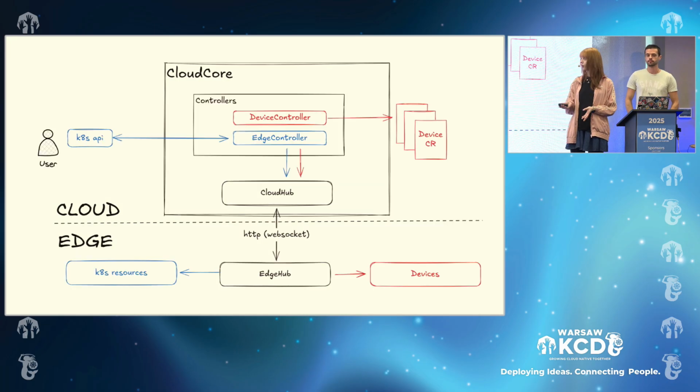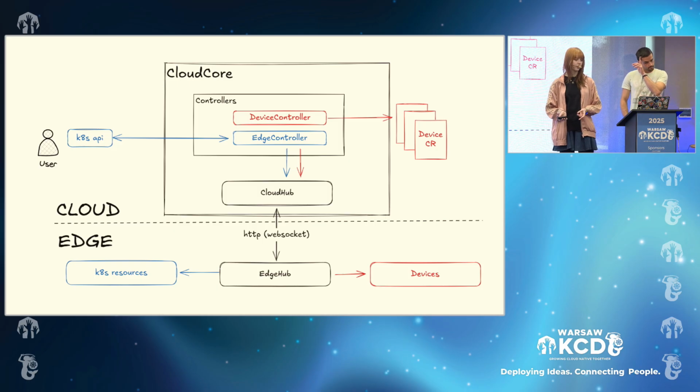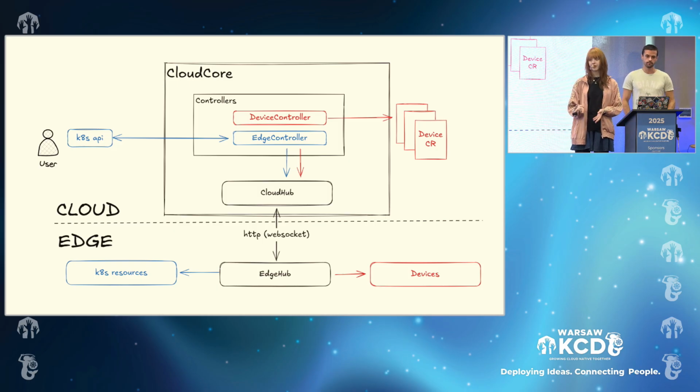The red and blue controllers here are doing a couple of things. So the first one, the one in blue, is the edge controller, which propagates changes to workloads that run at the edge from the Kubernetes API to the edge. And then in the opposite direction, it also reports back things like statuses and events and so on from the edge to the Kubernetes API. Now the device controller, which is the red one, reconciles the device CRs, so the Kubernetes custom resources that I've mentioned earlier, and it syncs between Kubernetes custom resource and managed devices.